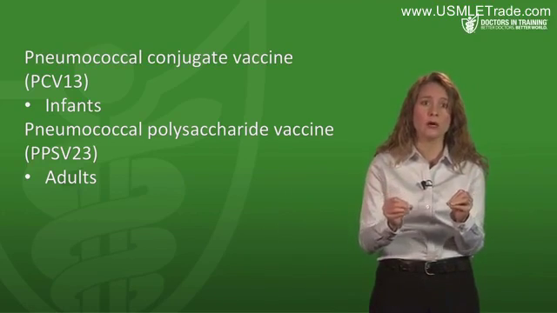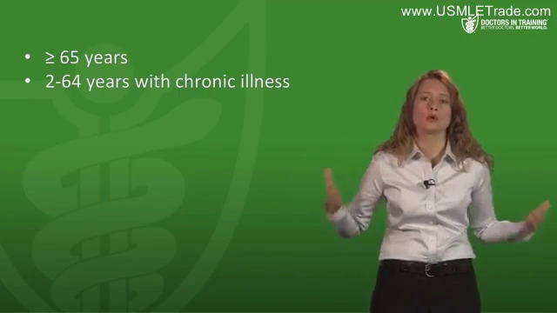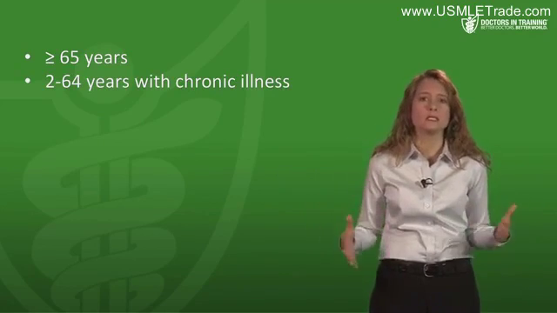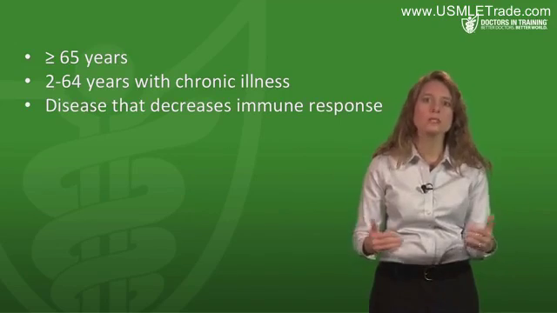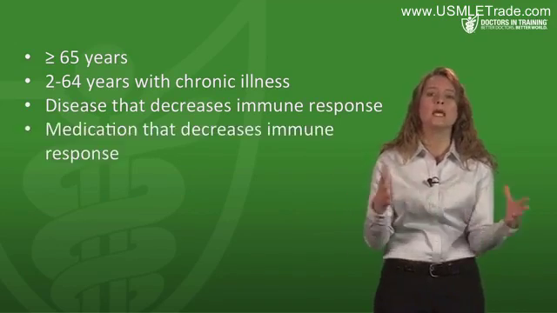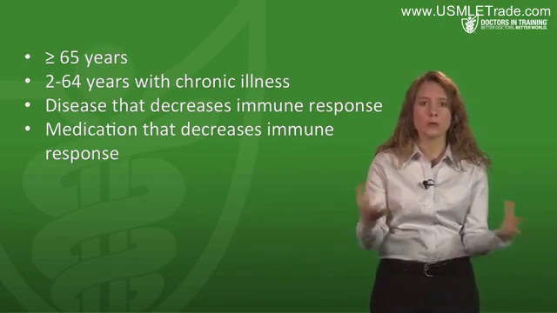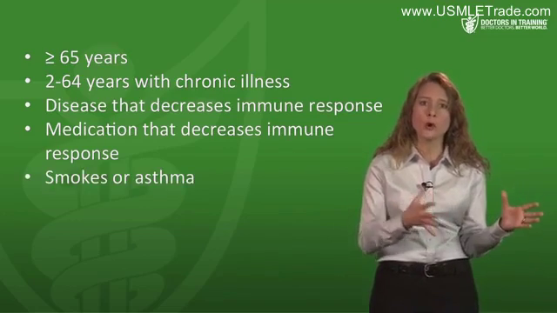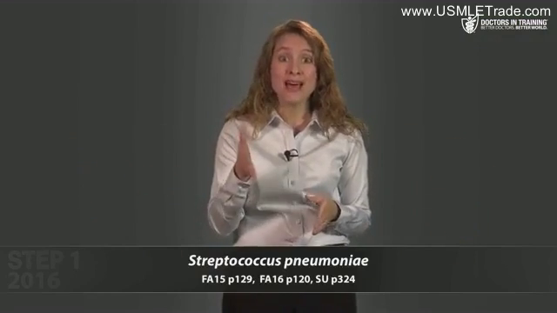Anyone over 65. Or that should be 65 and over. Anyone 2 to 64 who has chronic illness like heart disease, lung disease, sickle cell disease, diabetes, or cirrhosis. Anyone who has disease that lowers the immune system, something like leukemia, lymphoma, kidney failure, HIV, or asplenia. Anyone who takes medicines that reduce immune response, like steroids, chemotherapy, or radiation therapy. And anyone who smokes or has asthma. As you can see, a huge portion of the population actually qualifies for pneumococcal vaccines, so keep that in mind.